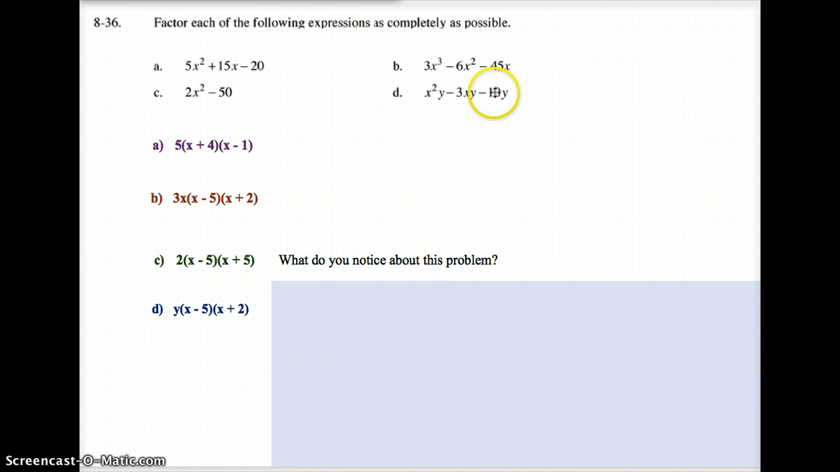And then finally, what could you factor out of here right away? Hopefully, you said a y. Then you could factor it from there. Hopefully that all makes sense. We will see you tomorrow. This kind of covers about 3 different lessons right here.